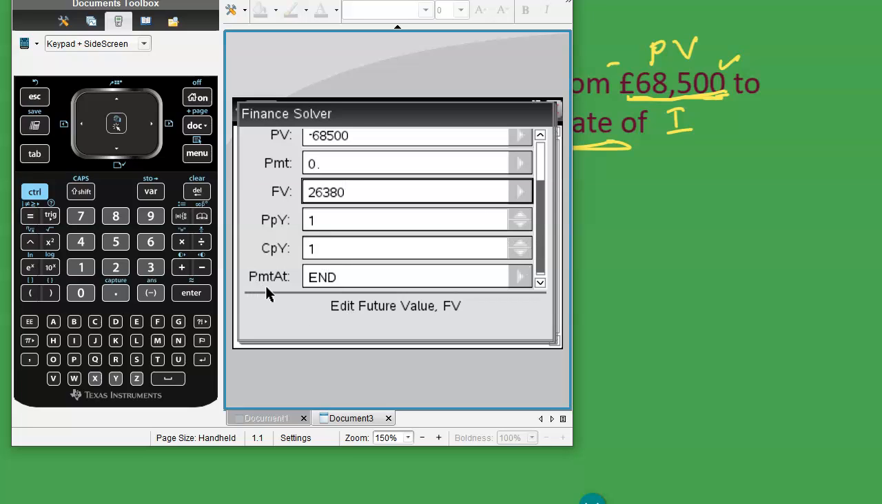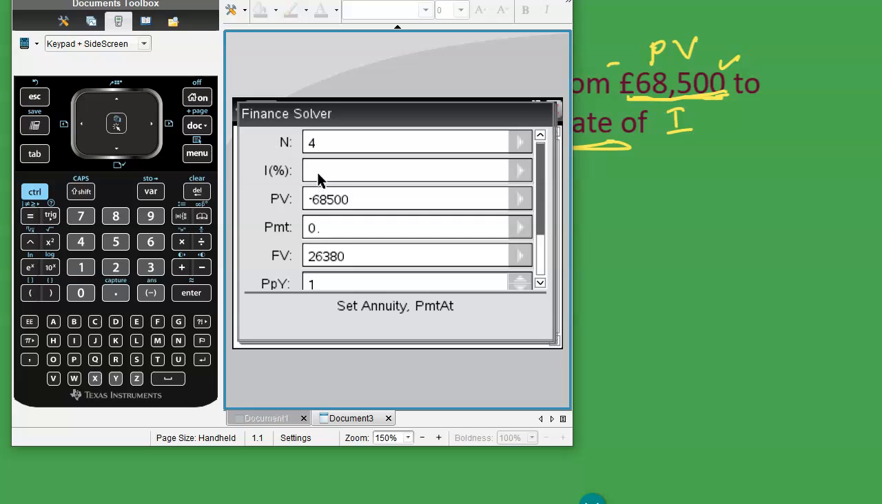So, and PMT, this is payment at the beginning of the period or the end of the period. Don't have to go into these details. It has two options, begin and end. Always keep it as end. Okay.